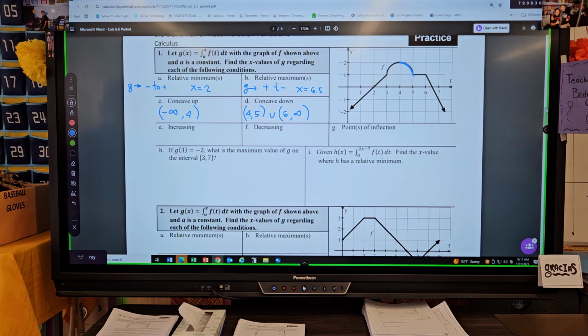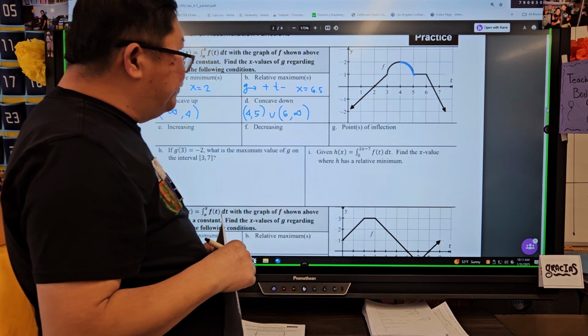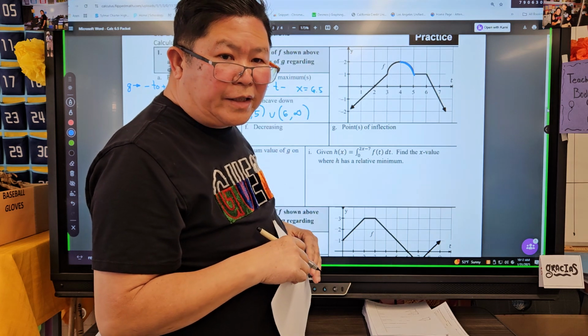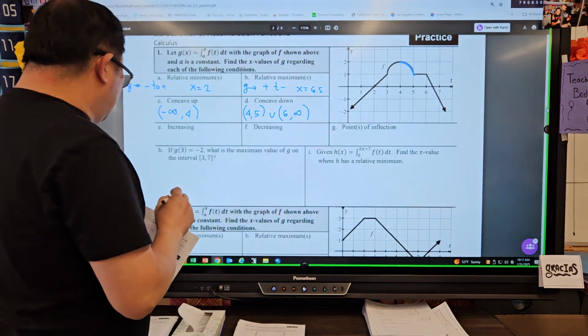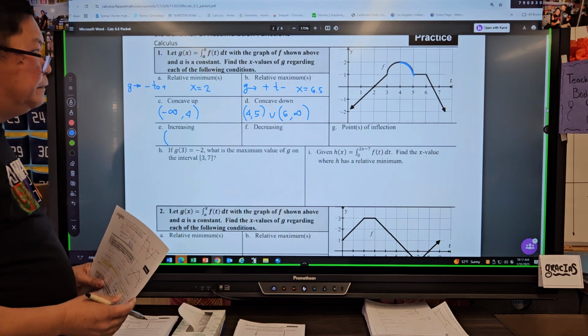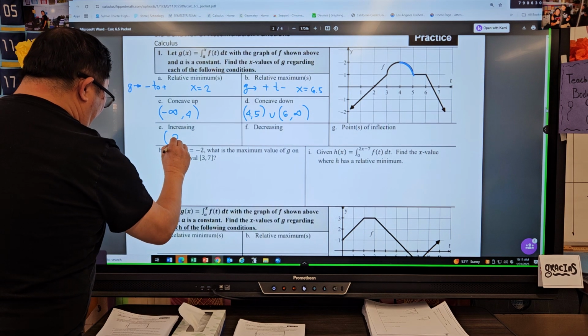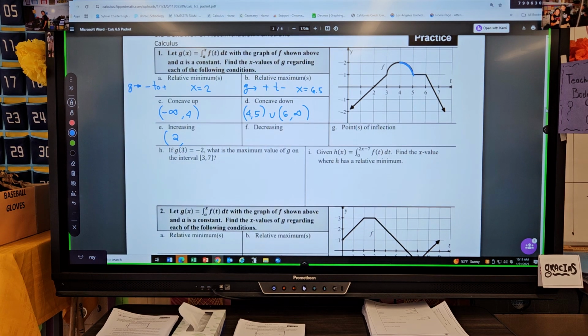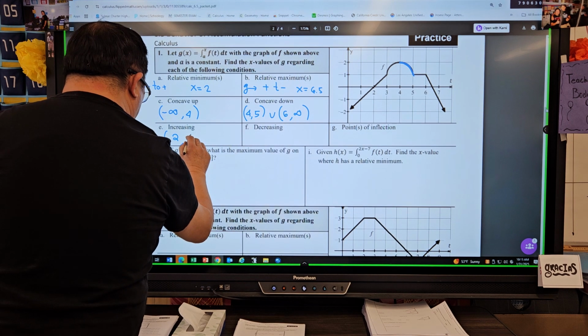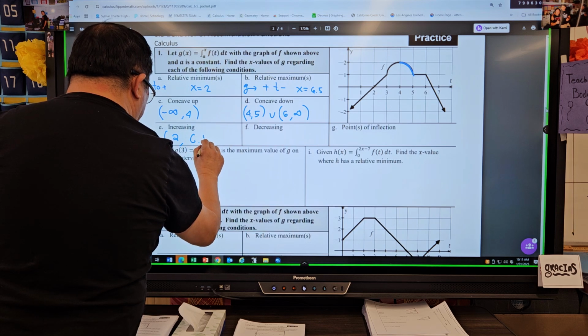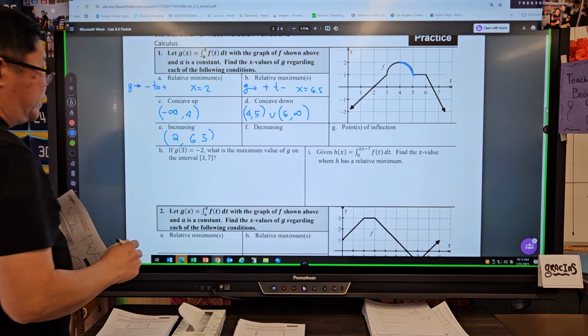Okay. Next, how about increasing? Where the graph is increasing, when f prime is greater than 0. That means what we are looking for is above the x-axis. So increasing at where? Starting at 2, and where does it end? About 6.5. Okay, so the function is increasing from 2 to 6.5.